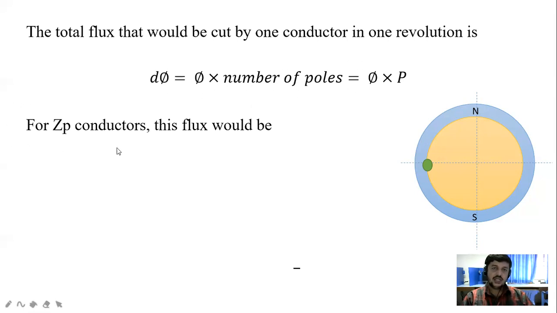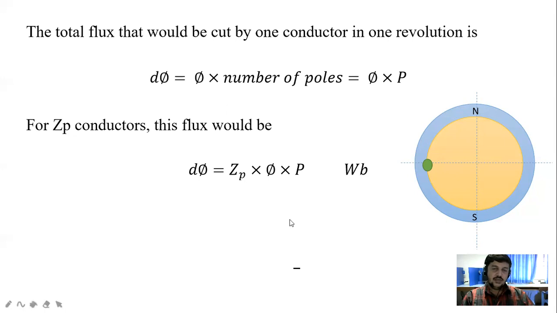So if there are Zp number of conductors, then the flux that would be cut by Zp conductors is equal to Zp multiplied by phi into P. So d phi is equal to Zp into phi into P.